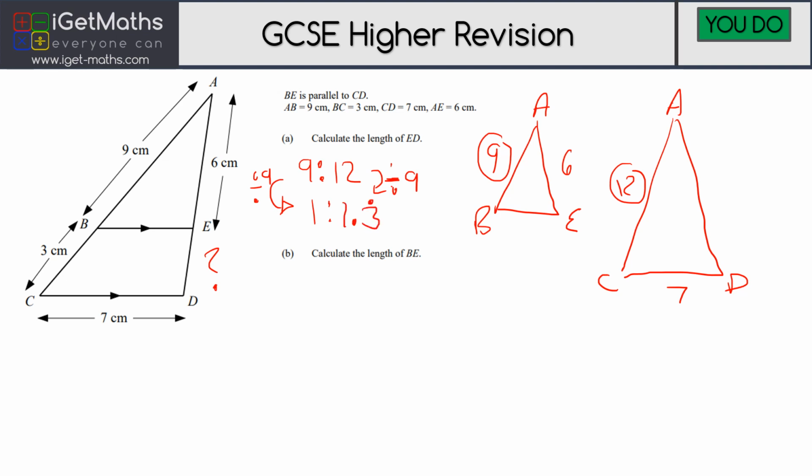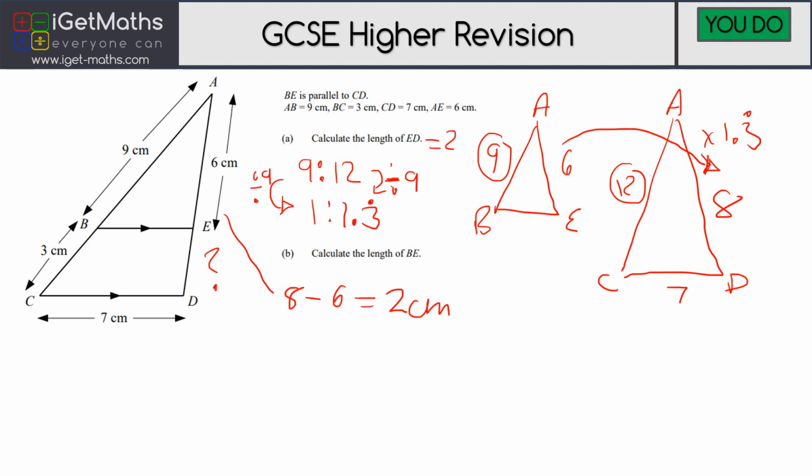So now we're going to go from the small shape to the larger shape with a corresponding side, and we're going to times it by 1.3 recurring. So you've got 1.3 recurring times by 6. That gives you that full length A to D is 8. But they've already given us A to E, which is 6. So that would just be 8 minus the full length, 8 minus the 6 for the top bit. That would give you E to D is 2 centimeters. So this question at the top is 2 centimeters.